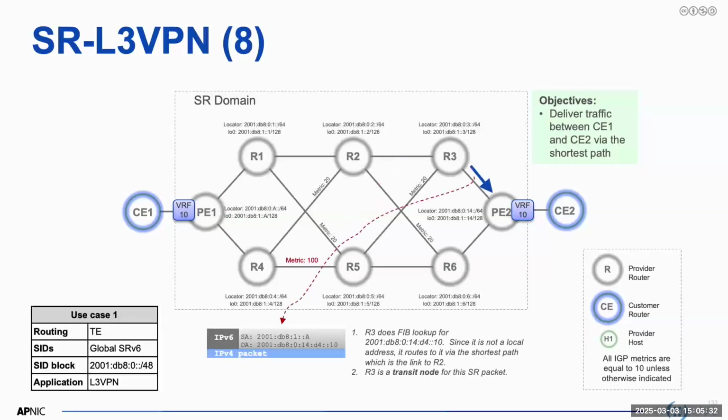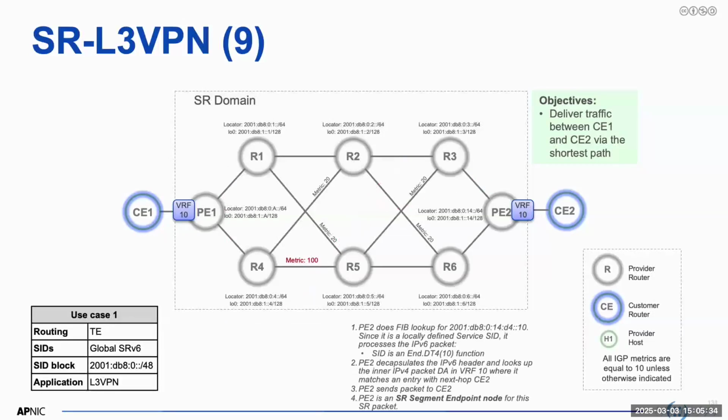Then P2 needs to look up the upper layer protocol, and based on that it is able to identify that it is related to this VPN. Since we have implemented this endpoint behavior here, based on this endpoint behavior it knows that the packet belongs to this VRF. Then within the VRF, it looks up the destination IP address and forwards the packet.